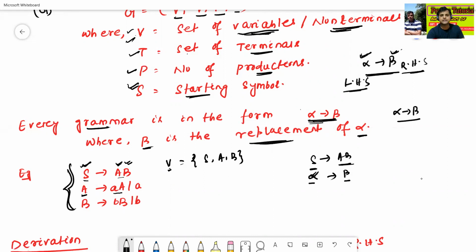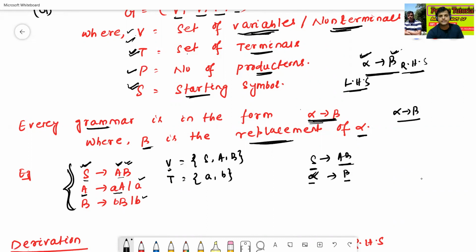The next tuple is T. T means the set of terminals. Terminals are nothing but the small letters. How many small letters are here? One is a, one is b. So there are two small letters, a and b. Terminals mean small letters; variables or non-terminals mean capital letters.